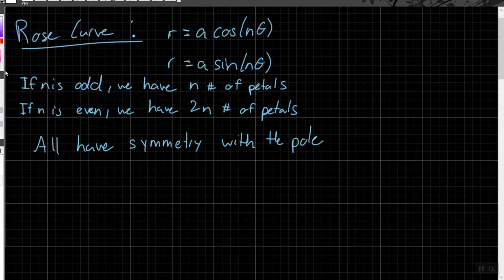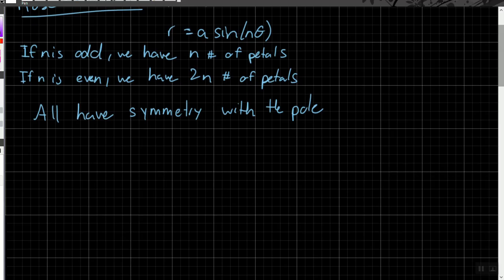So let's do an example. If you have both symmetries, then you also have the pole. But you can also have neither and have the pole. Just if you have both, then you don't have to check the pole because it's just implied. Okay, let's do an example.